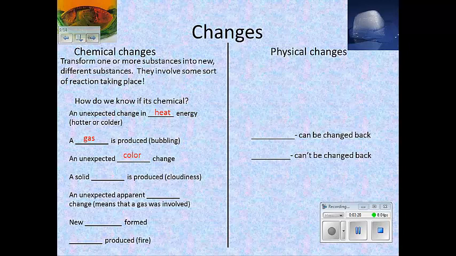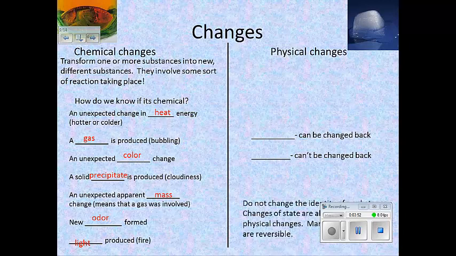You can have a color change. Solid precipitate is produced, or a cloudiness. Then you have a mass change. And then anything that makes a new odor or anything that produces fire, that's the flammability, explosion stuff going on there. So any of these things that happen that are in red, that's how you know it's a chemical change.